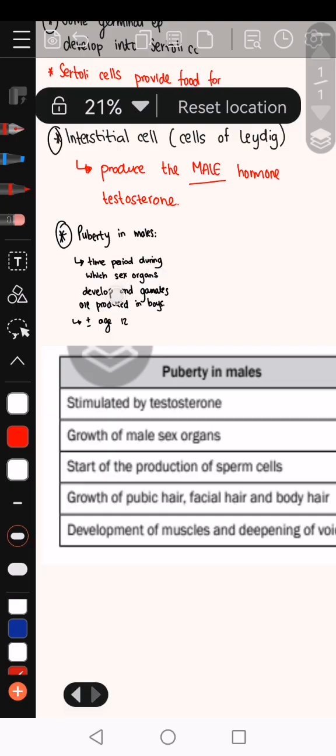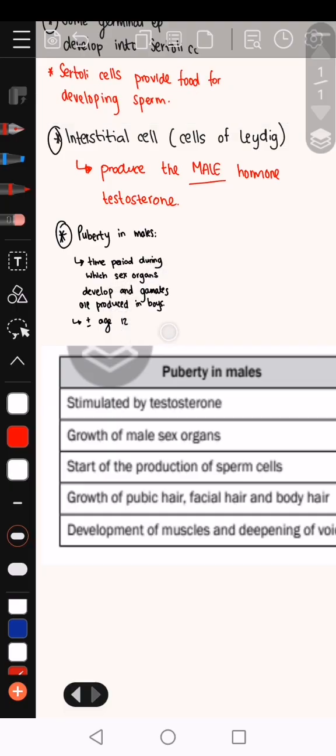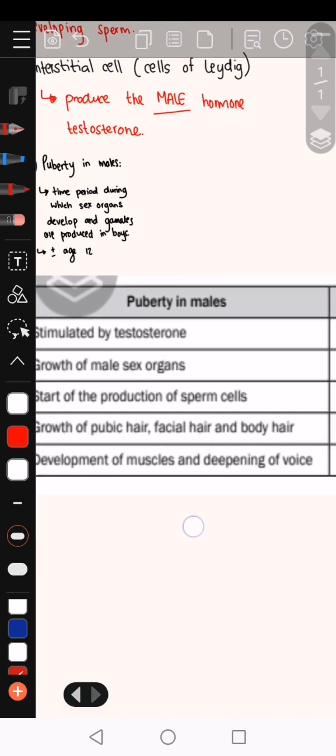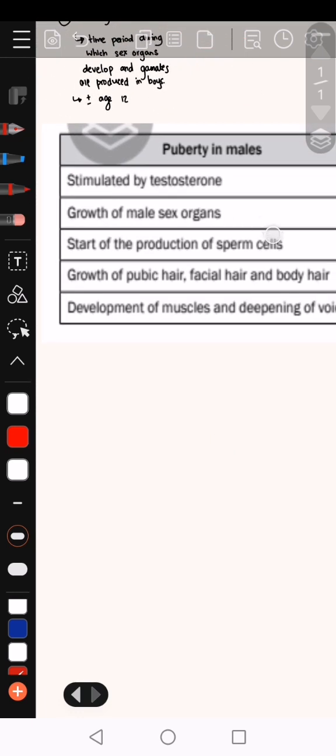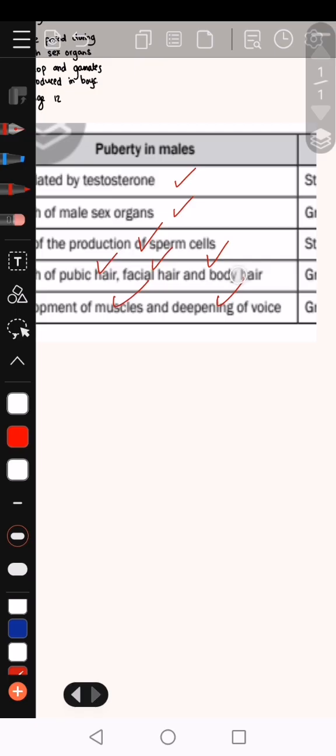Puberty in males. So puberty, this is the time period during which sex organs develop and gametes are produced. In boys, it happens around age 12, plus minus age 12, right? And then puberty in boys, this is the five that you must know. It's stimulated by testosterone. The changes that are going to happen: growth of male sex organs, production of sperm cells, growth of pubic hair, facial hair, body hair in general, and then development of muscles and the deepening of the voice, right?